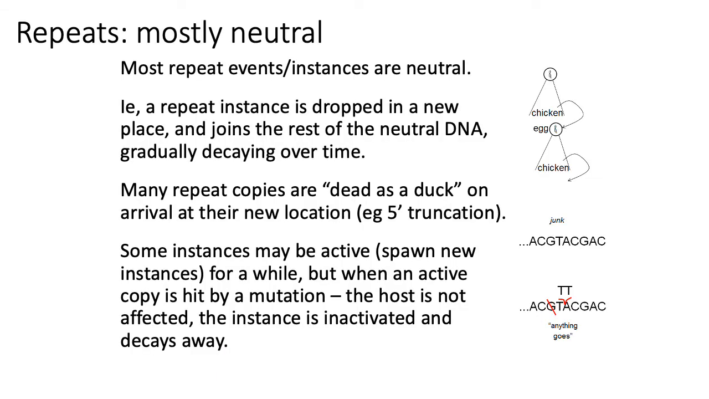In terms of repetitive sequence, it's worth noting that by and large, repeats are often neutral, at least initially. For example, what might happen is that a repetitive sequence might get copied and then dropped into a new place in the genome, and then they just gradually decay over time because they don't serve any particular purpose. And many repeat copies are dead on arrival. Even if you have an entire gene sequence that gets copied into a new location, you might end up with a 5' truncation that makes the protein coding gene basically useless. But it's also worth noting that repetitive sequences can be active, in the sense that they can be actively copying themselves or replicating for quite some time. But even these actively copying repetitive elements can be inactivated by mutation, for example, and then decay away.